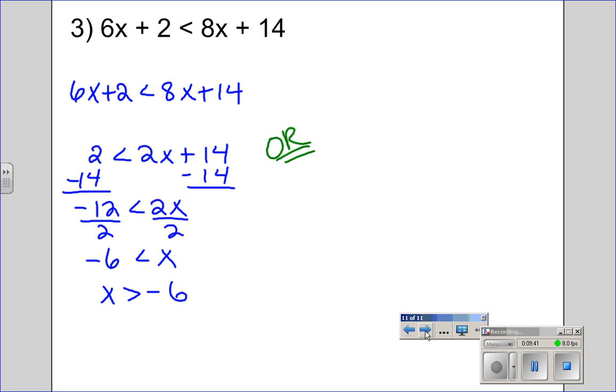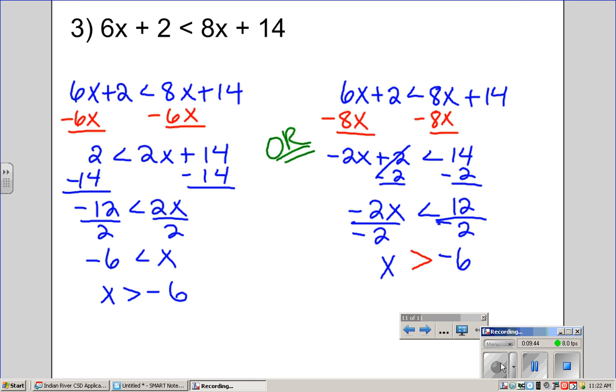The last one, I worked out for you 2 different ways. You only need to do 1, but I wanted to show you the difference of subtracting the 6x or subtracting the 8x as your first step. Either way, you get the same answer. x is greater than -6.